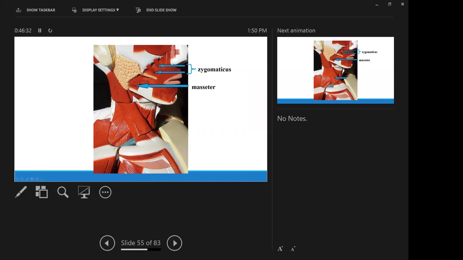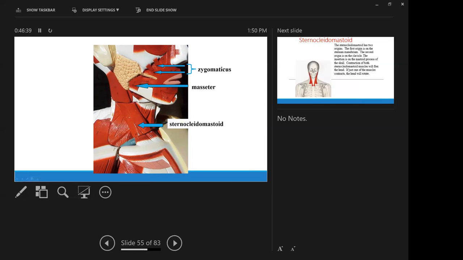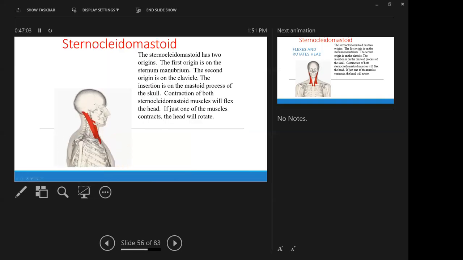There's our zygomaticus muscles, again for expression. There's our sternocleidomastoid. Its origin is down here on the sternum and on the clavicle. Its insertion is on the mastoid back here. This allows us to turn our head to the left or to the right. If the left side contracts, our head will turn to the left. If the right side contracts, our head will turn to the right. As they both contract, our head will nod up and down. So this is the sternocleidomastoid.